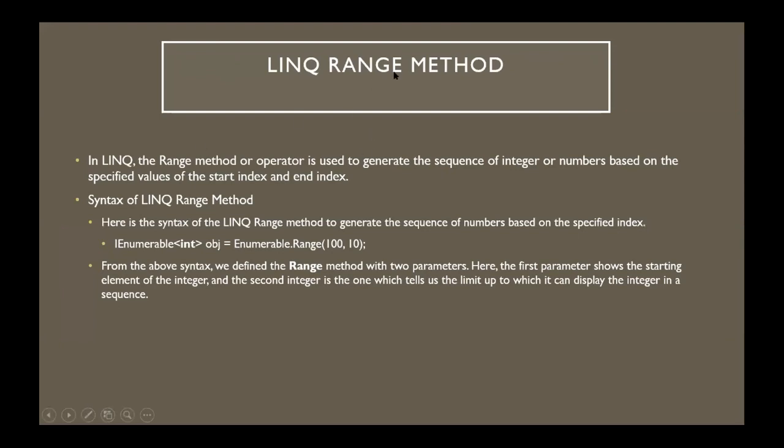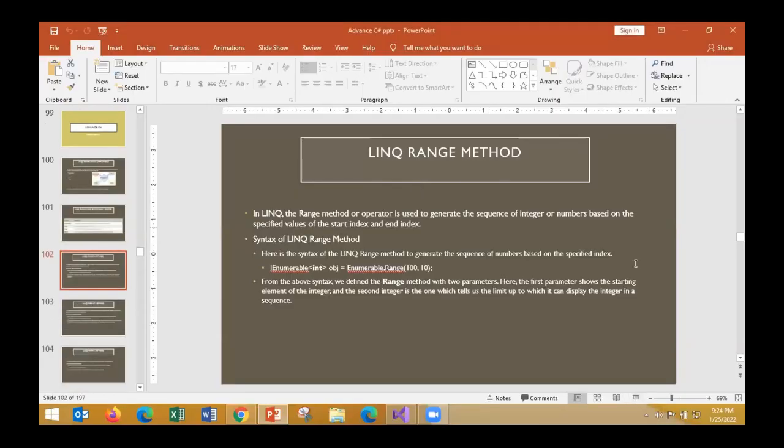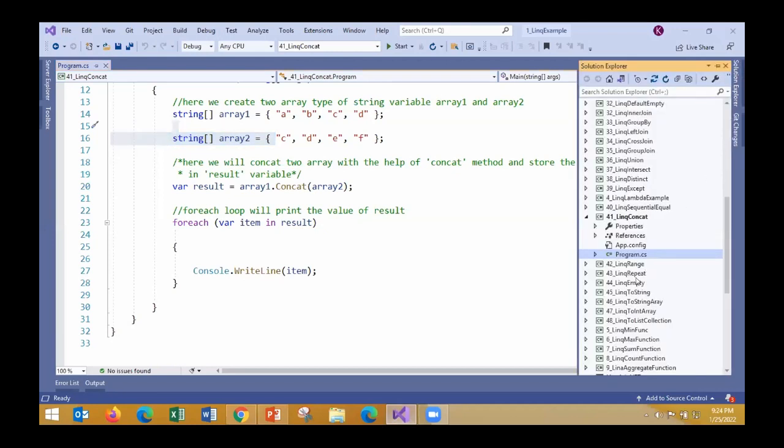So first of all is the Range method. The Range method is used to generate a sequence of integers based on specified values of the start index and the count. This is the syntax you can see. Range of 100 and 10. We define the Range method with two parameters. The first parameter shows the starting element of the integer, and the second is the one which tells us how many integers it can generate. So 10 elements: 100, 101, 102, until 109. We'll print out 100 to 109. That is what it is going to do. So let's see an example of this.